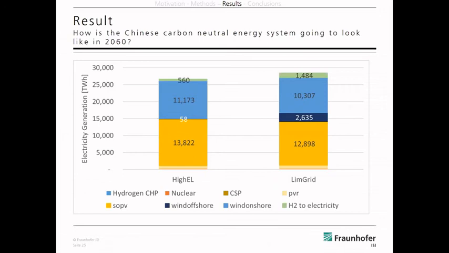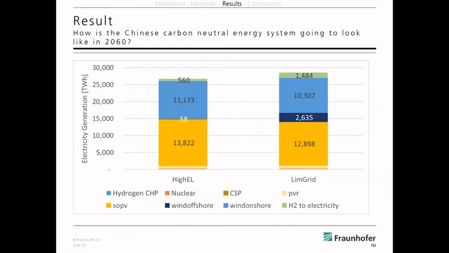I'm going to show you the last of my results, which is how the Chinese carbon neutral energy system is going to look like in 2060. And here you see the electricity generation in terawatt hours. Of course I have a lot more results, but I limited this to just the electricity side and not the hydrogen or heat side. This model also includes hydrogen, but we see here just the hydrogen to electricity generation and not the other part.